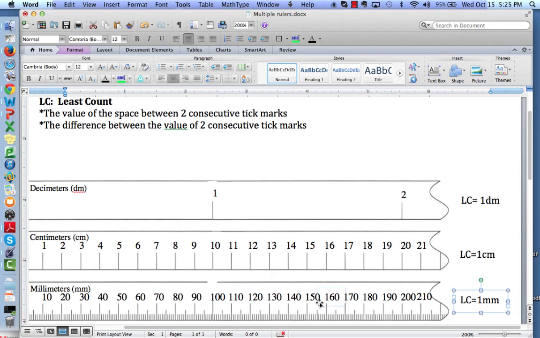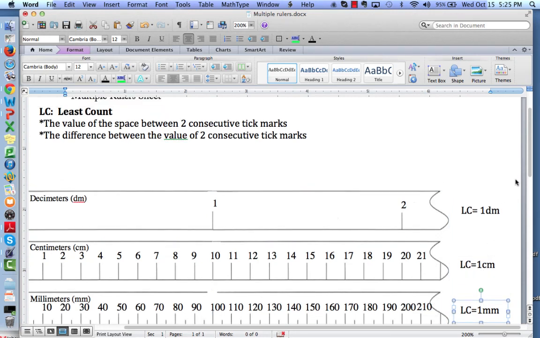Or if you prefer to do the math out, which is totally fine, it's the difference, subtraction, between the value of the two consecutive, again, side by side, tick marks. 2 minus 1 is 1. 15 minus 14 is 1. 145 minus 144 is 1.